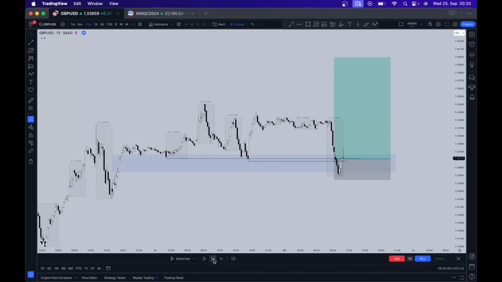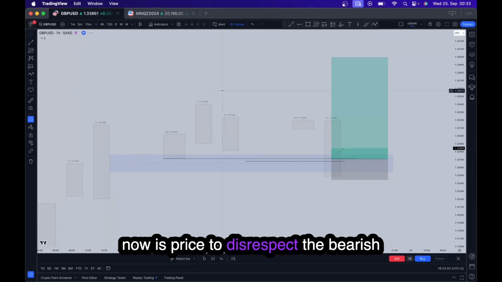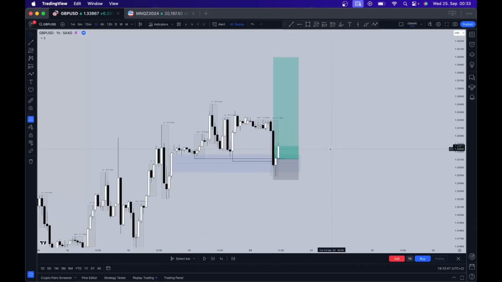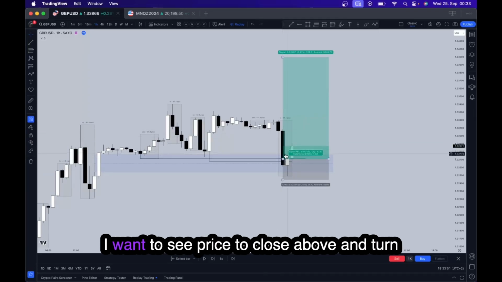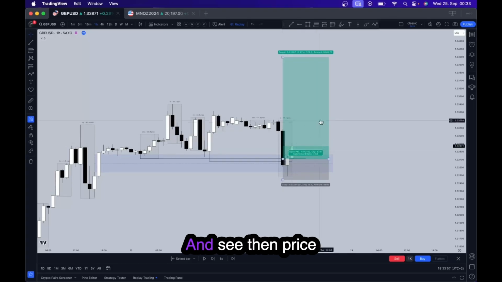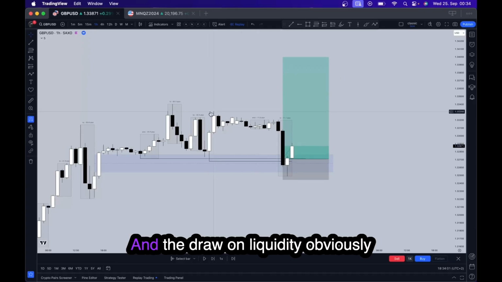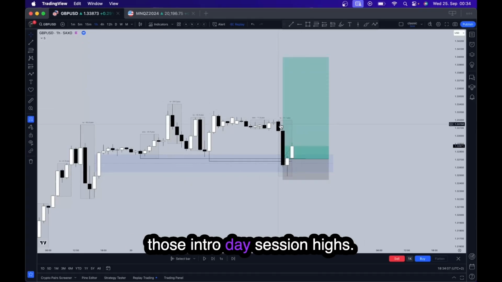And now pretty much what I want to see now is price to disrespect the bearish PD arrays that formed on the way down. In this case, this hourly fair value gap, right? So I want to see price to close above and turn this bearish fair value gap here into an inversion fair value gap, and see then price expanding higher from here. And it's strong liquidity, obviously the previous day's high and all those intraday session highs.